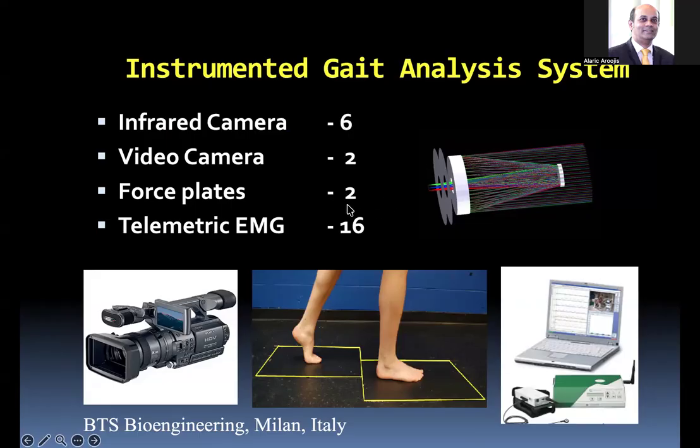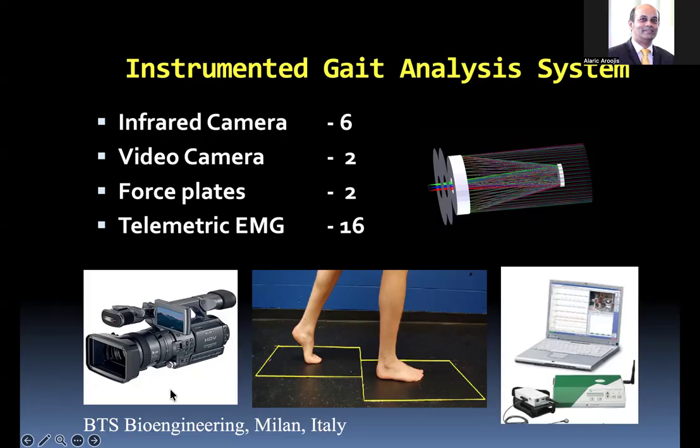The bare minimum is to have 2 force plates at least, but these are the most expensive components of a gait lab. Some labs can afford to have 4 or 6 force plates, and that's wonderful because you can get more kinetic data. And most gait labs have at least a 16-channel telemetric EMG.